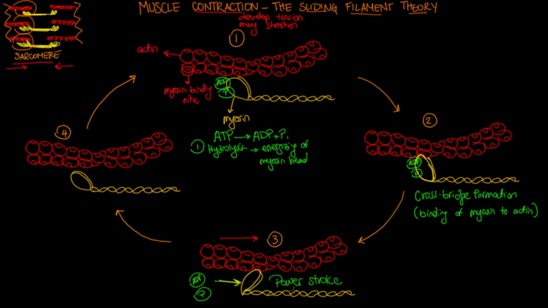Okay, so power stroke occurs, and this is defined as the movement or the sliding of actin over myosin. Okay, and then we can also add ADP and P released from the myosin head.